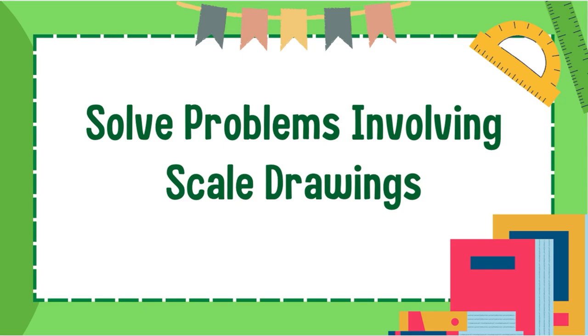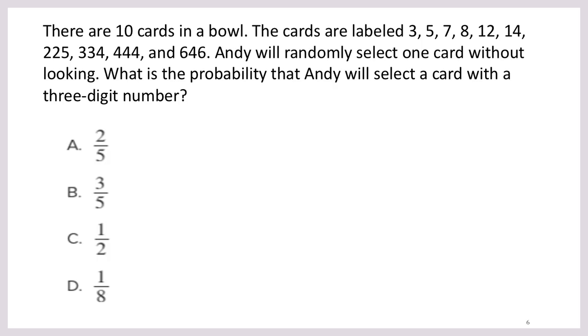All right, we're going to look at these practice problems right here. There are 10 cards in a bowl, and we want the probability that Andy will select a card with a 3-digit number. All right, probability of a 3-digit number. How many 3-digit numbers are there, Munir? 4 out of 10. And that reduces to which of these fabulous answers? A is correct. What is that as a percent? 40%. Very good. 0.4 is the decimal.